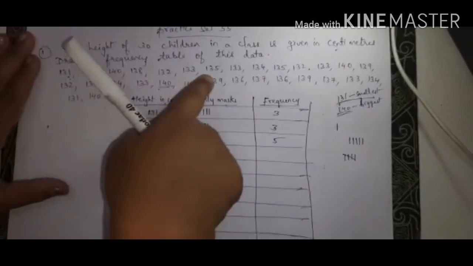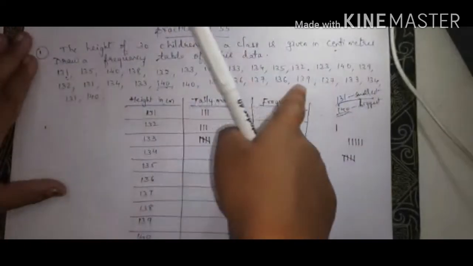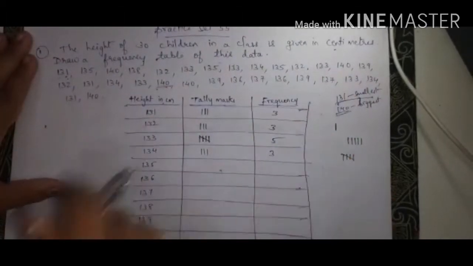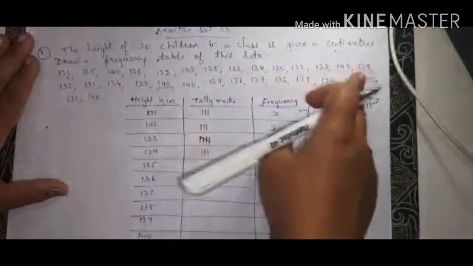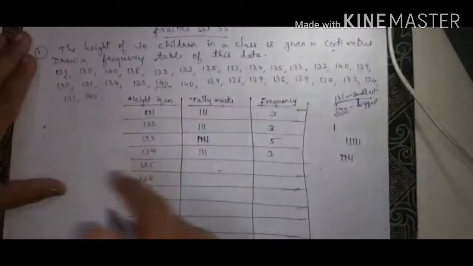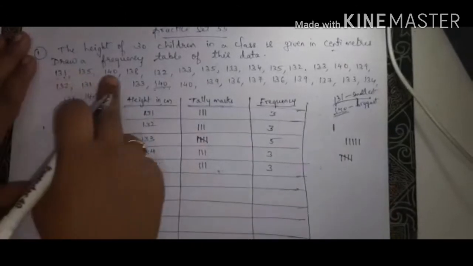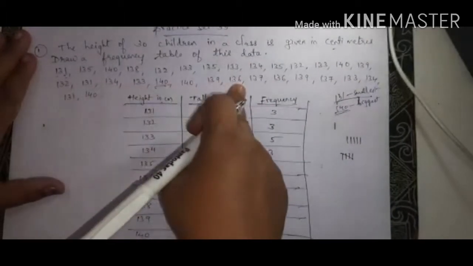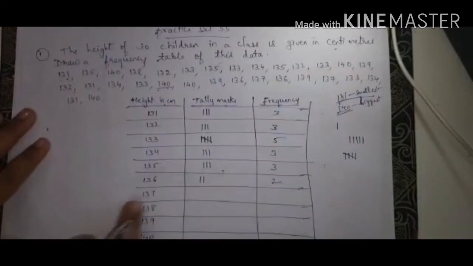Then 134, how many times? Look very carefully. 1, 2, 3 times. So we write 3. 135: 1, 2, 3. 135 is also 3 times, so 3. Then 136: 1, 2. It is not there anymore. So 2 tally marks, frequency 2.